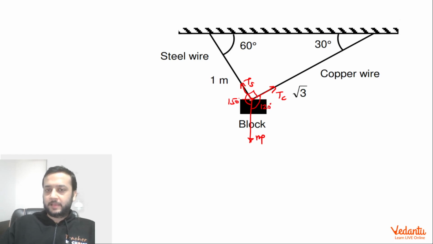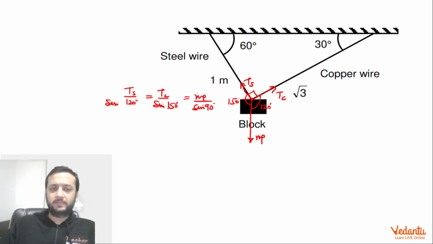Now if you apply Lami's theorem on this point, we can say that Ts upon sine of 120 will be equal to Tc upon sine of 150, which is equal to mg upon sine 90. Although we don't need this, I wrote it just for completeness.